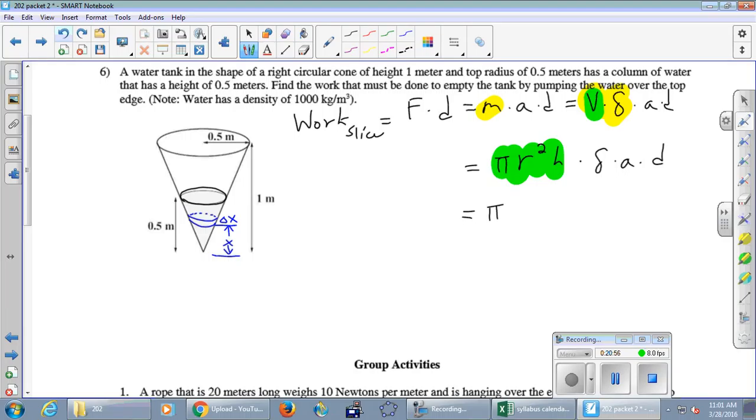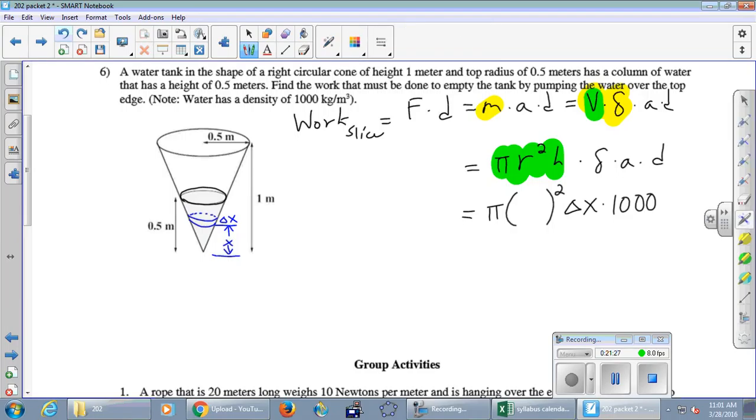Pi times the radius. Is the radius of my slice constant? No, all right, let's come back to that. I'm just going to leave it blank for right now. So it's going to get squared, whatever it is. The height, careful about the height. It's not necessarily the height that you are from the bottom of the cone. This is the height of that cylinder. What is it? That's delta x. Times delta is the density of water, which is given as 1,000 kilograms per cubic meter.